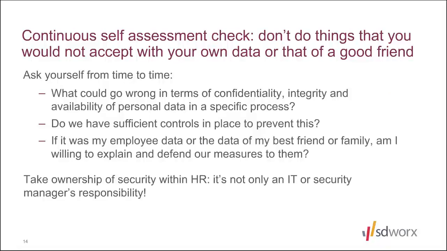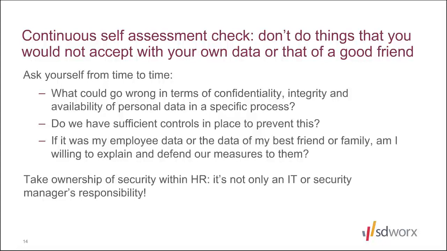So, first of all, without going into specific measures, the question I always ask when I'm walking around in our own offices or being at other customers is a bit of a self-assessment check. If I see things that go wrong or that are not okay from a security perspective, I try to challenge people and ask them, would you do that with your own data or that of your best friends? And that's a very good question to ask yourself from time to time. So you have to challenge yourself. What could go wrong in terms of confidentiality, integrity, or availability?